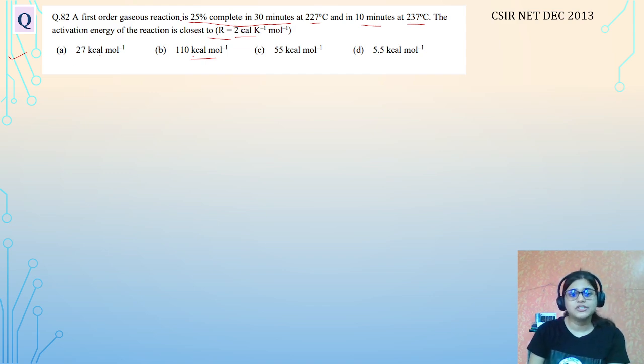So the first order reaction is 25% complete. So in a first order reaction, the integrated rate law is ln A by A minus X equal to K into T.